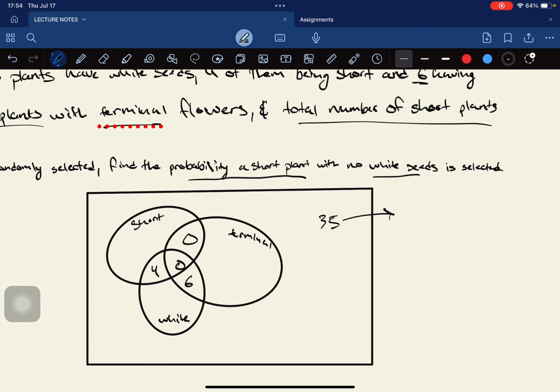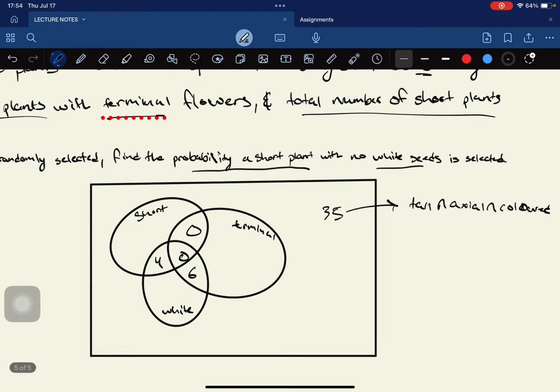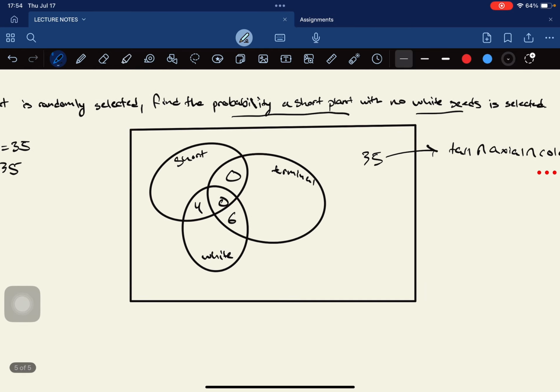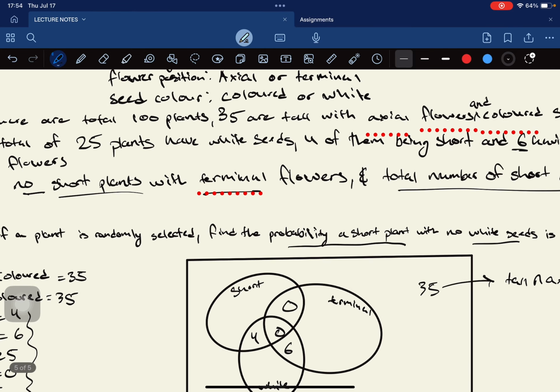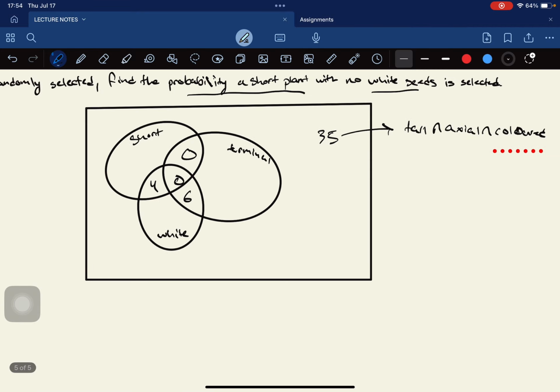So this indicates tall axle colored, right? And take note that we had 100 plants from the start, right? So what's 100 minus 35? 100 minus 35 would be 65, right? So all this together, like short, terminal, and white, all of them will be 65, right? That's what we know right now at the moment.